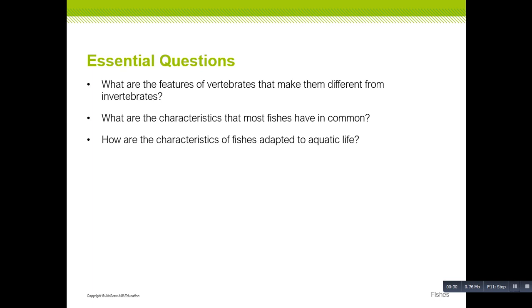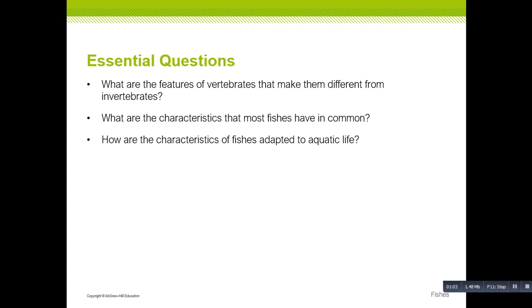So we're going to take a really good look at the differences in vertebrates as compared to what we have been seeing in the invertebrates that we have been studying. So we're going to look at the features, again, of vertebrates that make them different from invertebrates. You should know at this point that the difference has to do with the backbone. Invertebrates lack a backbone, and vertebrates have a backbone.